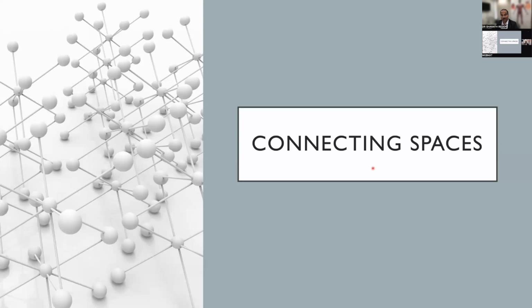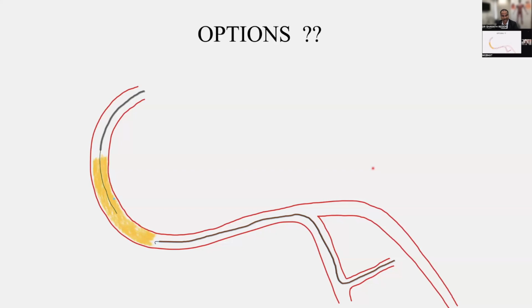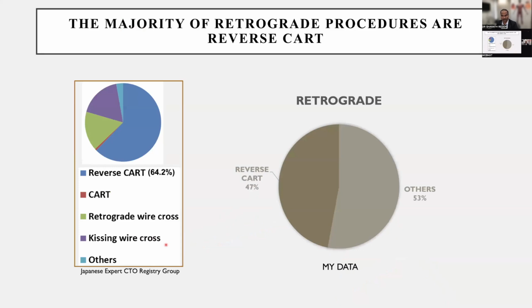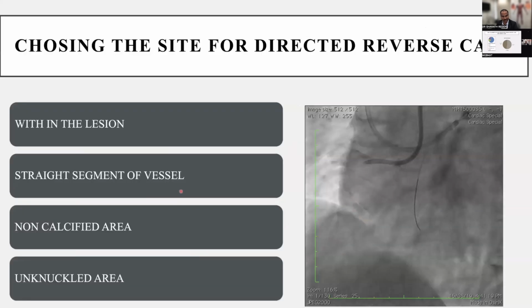So once your microcatheter is distal to the distal cap, the next thing we have to do is connect the spaces. So what are the options? Either you can send your retrograde wire into the antegrade space, or send the antegrade wire into the distal vessel using your retrograde wire as a marker. These are the options. And the most common methodology used by most operators is the reverse CART, that is sending your retrograde wire into the antegrade space by using reverse CART. That almost constitutes 60 to 70% of retrograde cases.